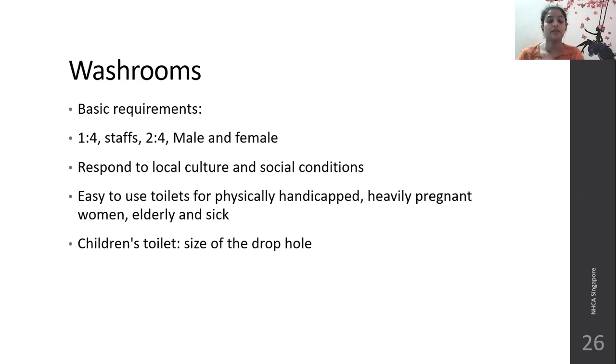Washrooms. There are some basic requirements in the washroom. There should be one washroom for 4 staff, and 2 washrooms for 2 or 4 staff when there are males and females. But if they are of the same gender, one bathroom is enough for 4 staff. The design of the washroom should respond to the local culture and social condition. For example, when it comes to the use of Indian commode and Western commode, there is a cultural aspect there. And easy-to-use toilets for the physically handicapped, heavily pregnant women and elderly sick women. There will be railings within the toilet to support them if they are prone to falls. For children's toilets, the size of the drop hole should be adequate for the child, not too large. That has to be taken care of.